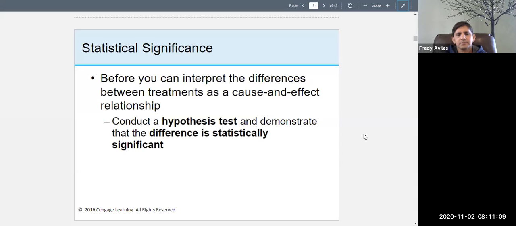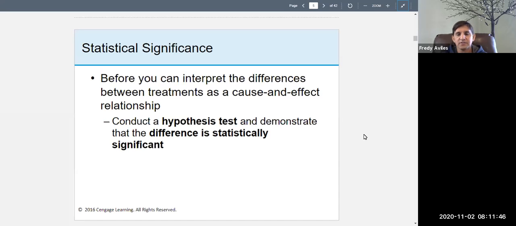Let me explain that. What that means is when you do an experiment, you're going to compare groups. You compare the treatment group, let's say, to the control group. And before you know if you have a cause and effect relationship, that those that consumed alcohol really are more aggressive than those that did not, you need to do a hypothesis test. You do a hypothesis test to demonstrate the difference is statistically significant. So you compare the groups to determine if it's a real difference.